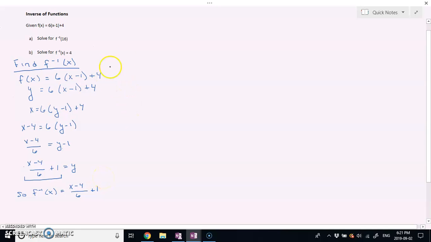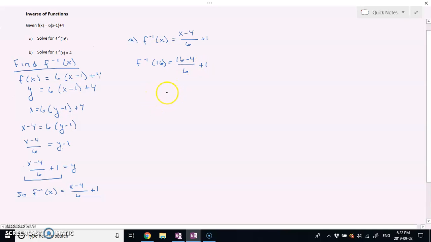Now that we have our inverse function, we can start solving questions A and B. Question A asks to solve for f inverse of 16. So let's start with what we know. We know f inverse of x equals x minus 4 over 6 plus 1. If we're looking at f inverse of 16, all that means is that our x value is 16. So we want to evaluate this when x is 16. So instead of writing x, we'll write 16, and everything else stays the same.